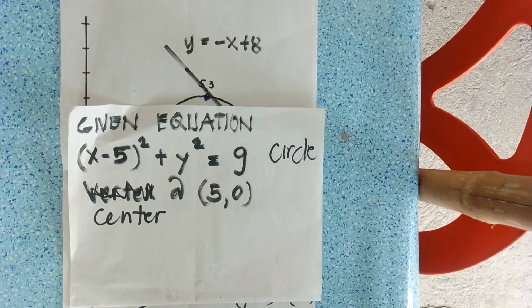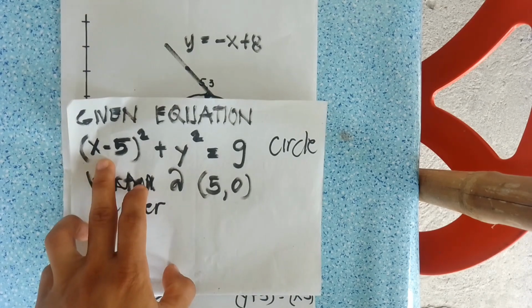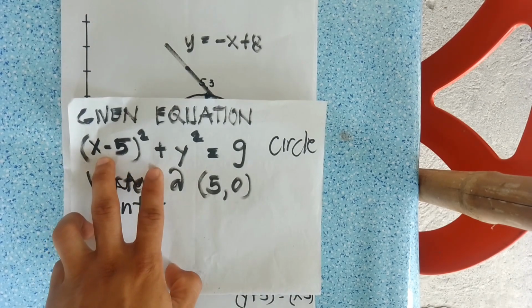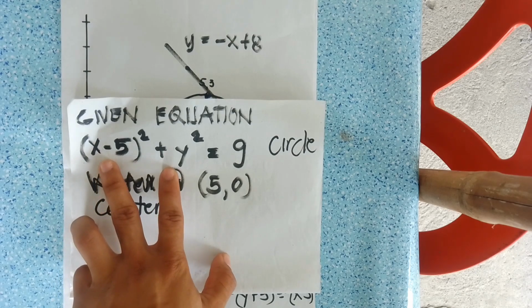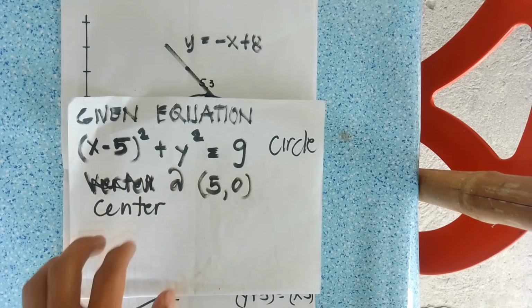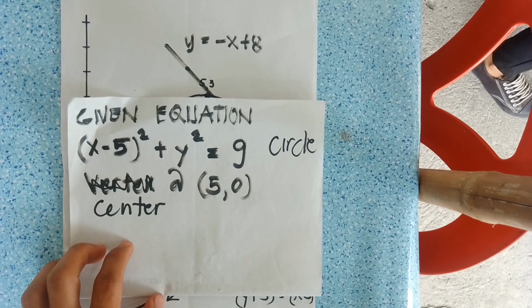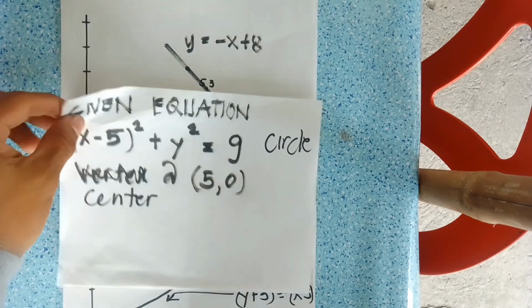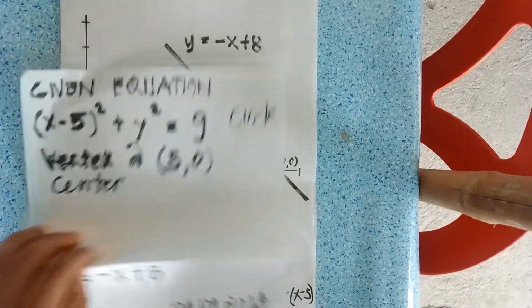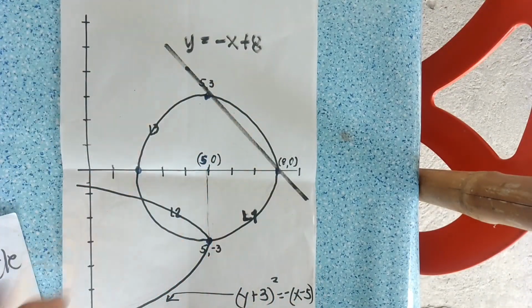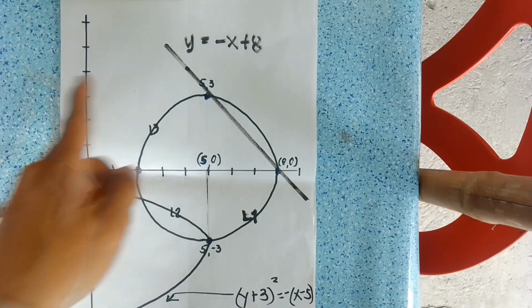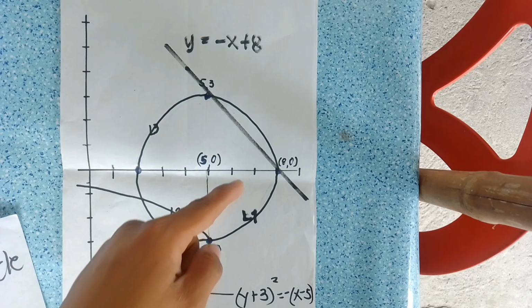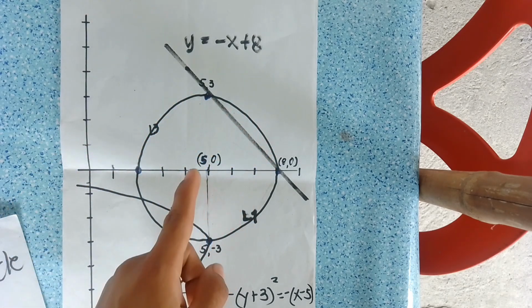The given equation here is (x - 5)^2 + y^2 = 9, which is a circle. The center is at (5, 0). Okay? So disregard lang na yung mga kurit-kurit sa kilid. So this one is the circle, the center is at (5, 0).